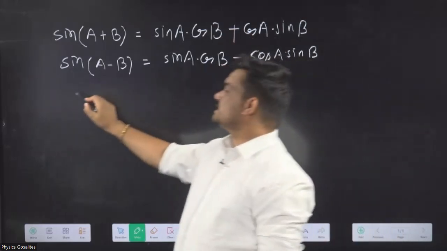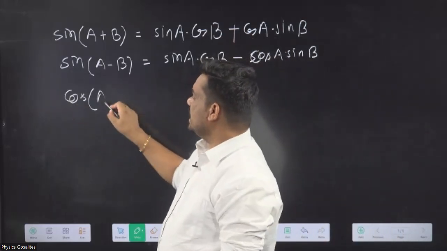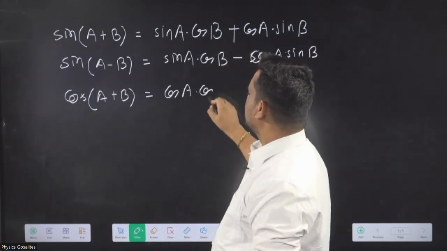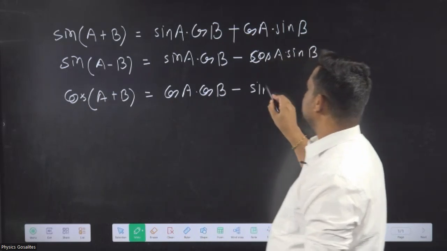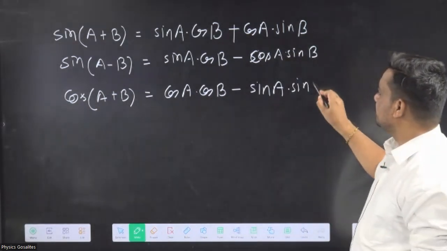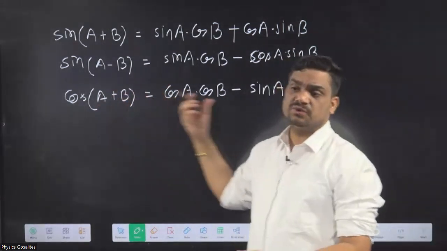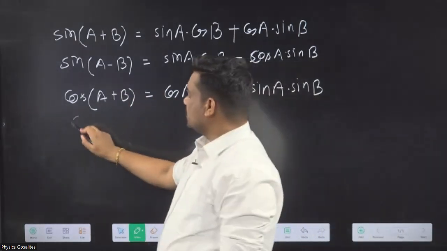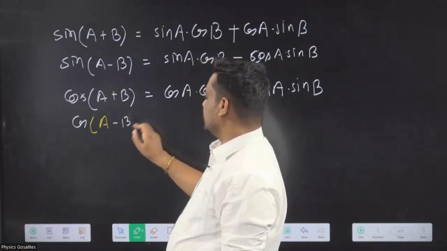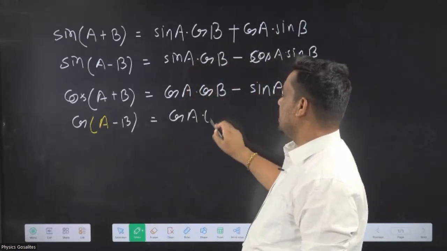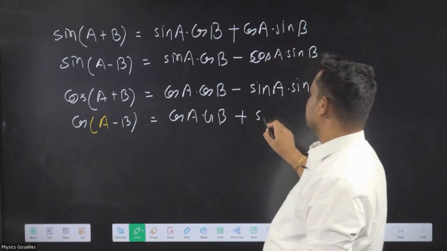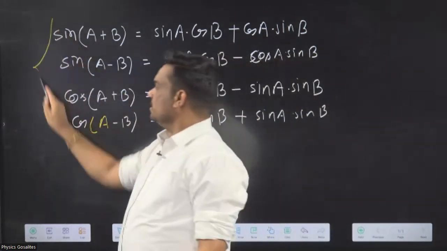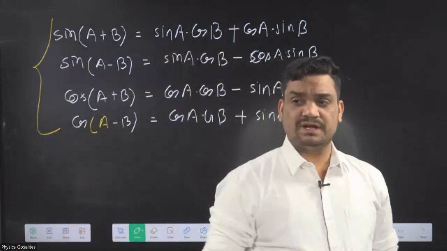For cos a plus b, you can write cos a cos b together, and then sine together. One more difference is that here it is plus, but this is going to be minus. Then cos of a minus b will be cos a cos b plus sine a sine b. In the last class, these four formulas we have written, and I hope everyone remembers.